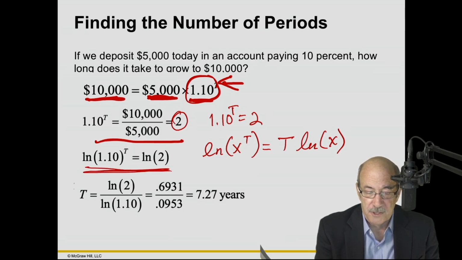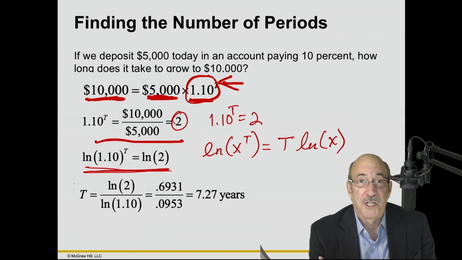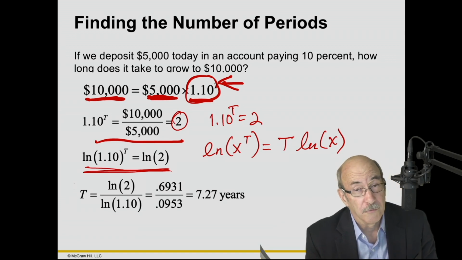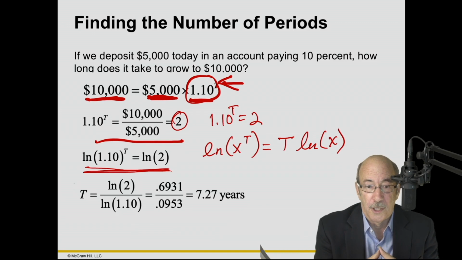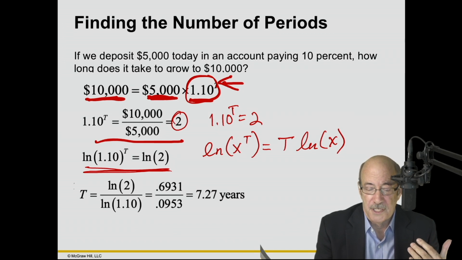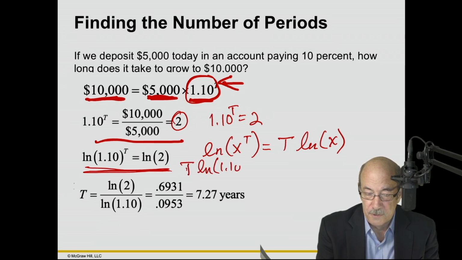So we could write it this way. Whenever we take a natural log, we've got to do it on both sides, otherwise it would ruin the equality. So we have the natural log of 2 is equal to the natural log of 1.1 raised to the t. Now let's rewrite that right-hand side. So that would be t times the natural log of 1.10 is equal to the natural log of 2.